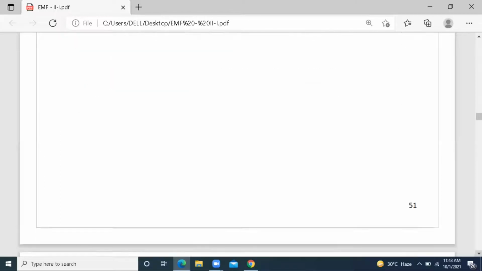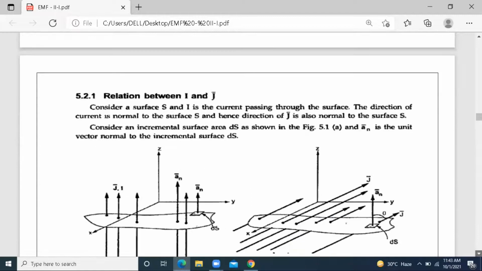All right. So now, we know what is I, and we kind of know what is J. What is J again? The current density. Vector for current density. So we know what is I and we know what is J. But let us really know what is J.